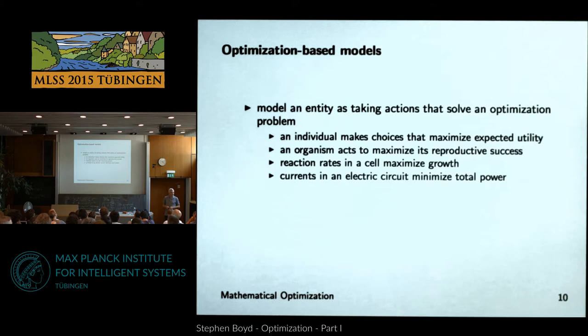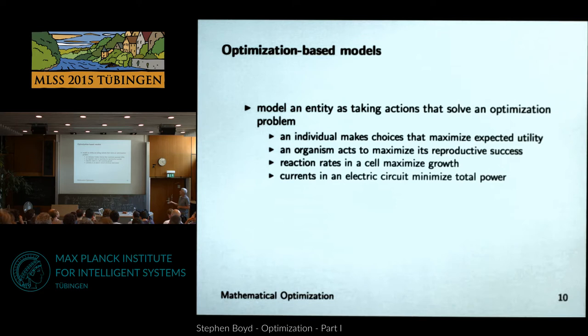And so here's one. Let's take, for example, economics. There, the entire field. Classical economics, I might add, right? So, the idea is basically you model each entity as making choices that maximize expected utility. Okay, so that's the idea. You might have in biology, there's something now that's actually very interesting. The idea is that an organism will act to maximize its reproductive success. Right.